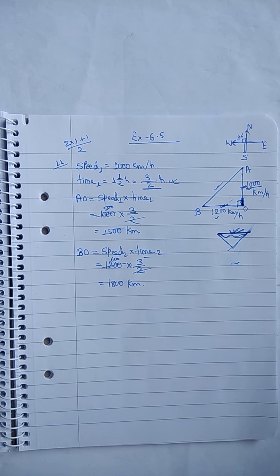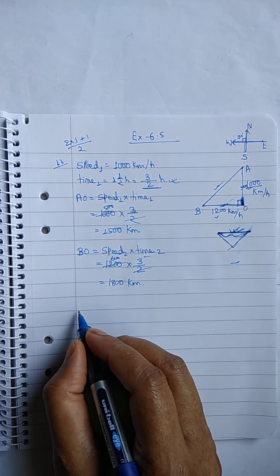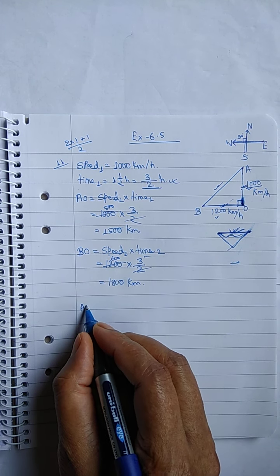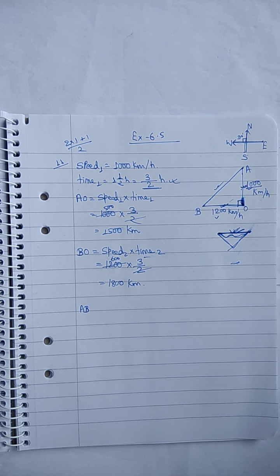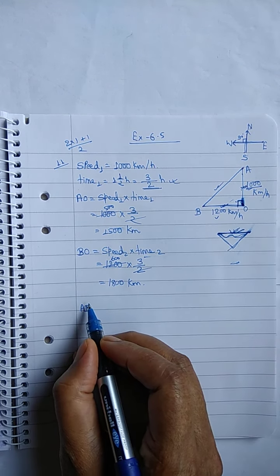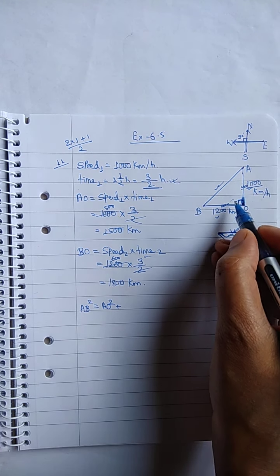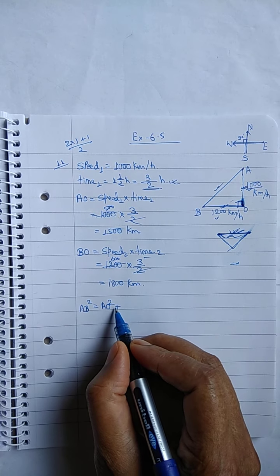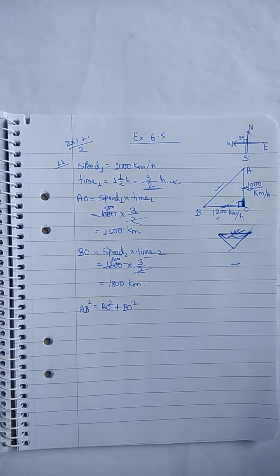Now what do we have to find? The distance between these two aeroplanes, so we have to find AB. How will we find AB? We can use Pythagoras theorem, because this is a 90 degree angle. So AB square equals the sum of squares of the other two sides: AO square plus BO square.